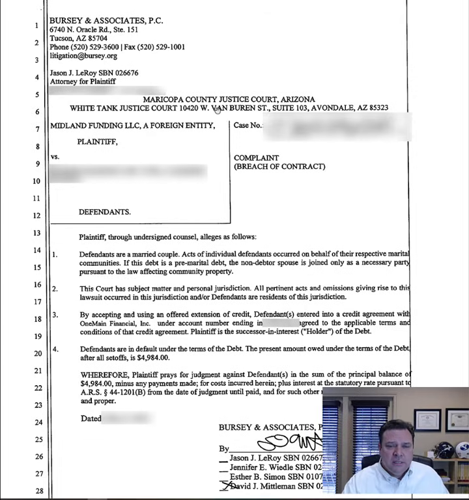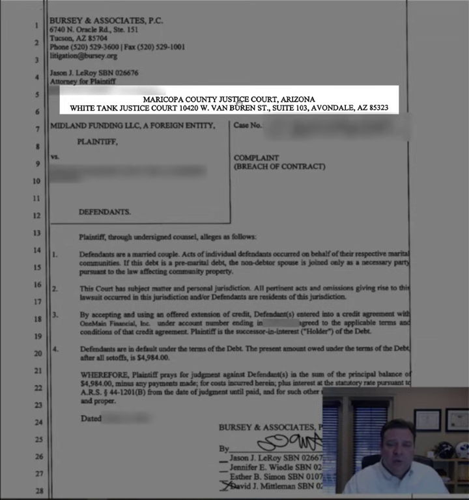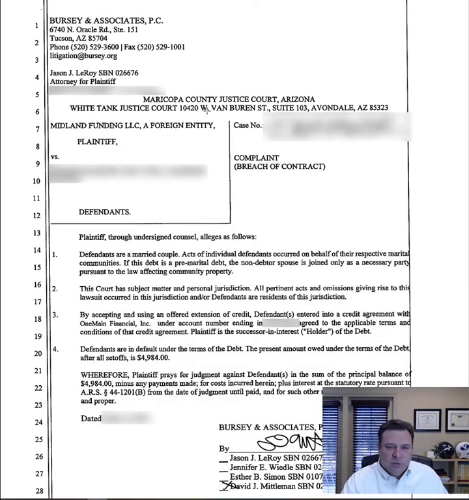Down below that, you'll see we have the title of the court, or the name of the court where the action is being heard. So this particular case was in Maricopa County Justice Court in what we call our white tank justice courts. This will vary, obviously, with the names and what's required. Most jurisdictions don't require addresses like this. This is specific to Arizona's justice court system.